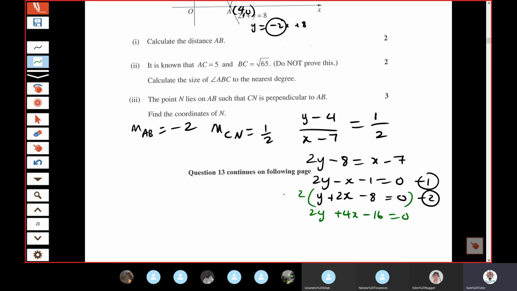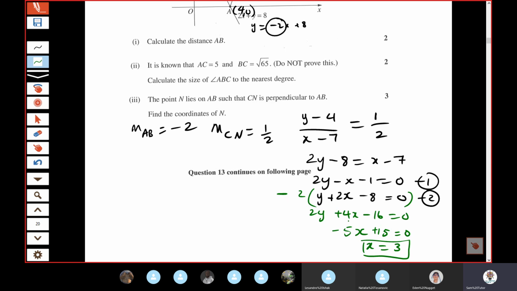Subtract these two equations. So 2y take away 2y is gone. Minus x minus 4x is minus 5x. Minus 1 plus 16 is positive 15. So therefore x equals 3.